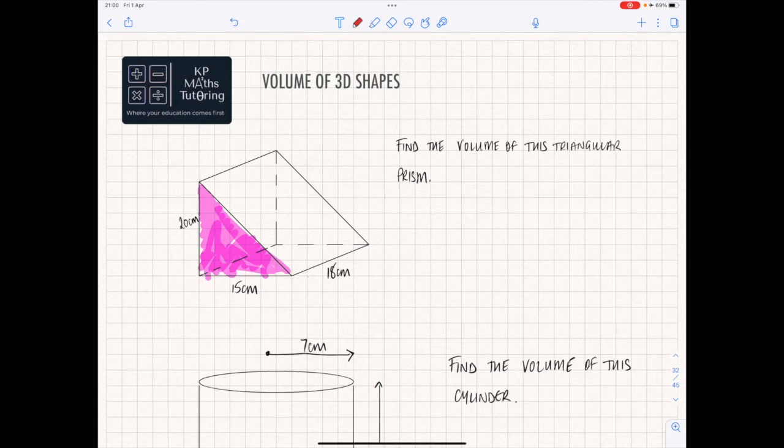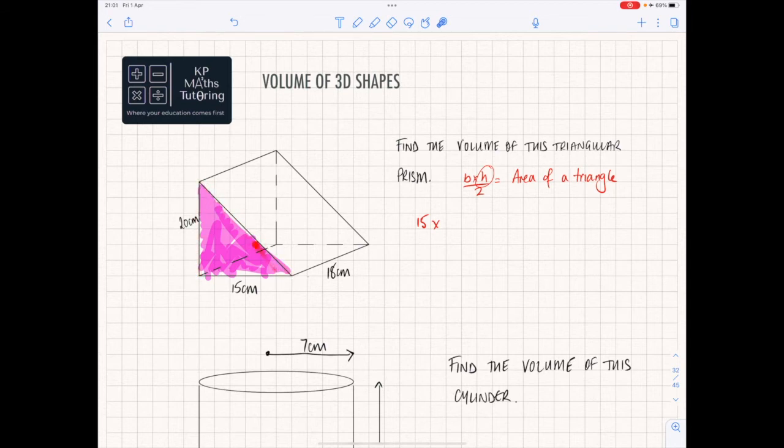Well, how do I find the area of a triangle? Base times height divided by 2 is the area of a triangle. So what I can say here is that the base is 15 times by the height. Now be very careful that the height you're looking for is this. It is the perpendicular height. It will not be this height.